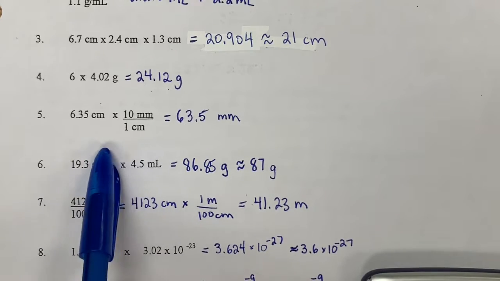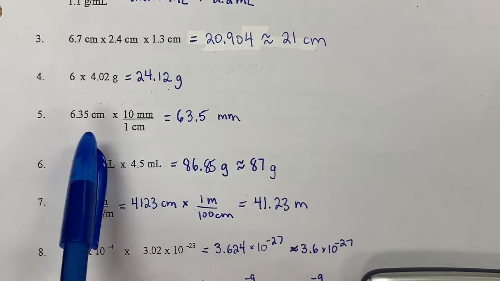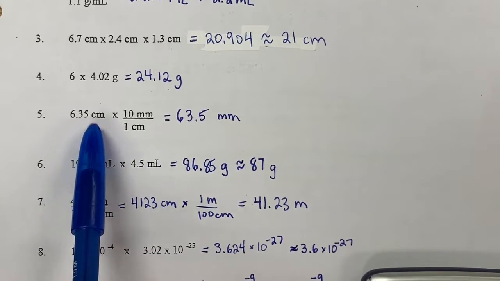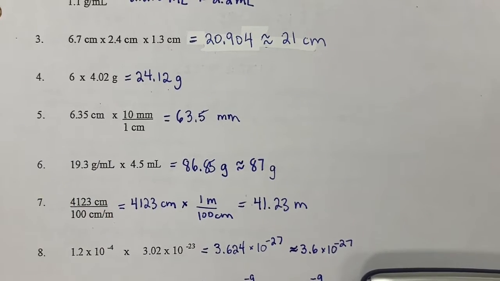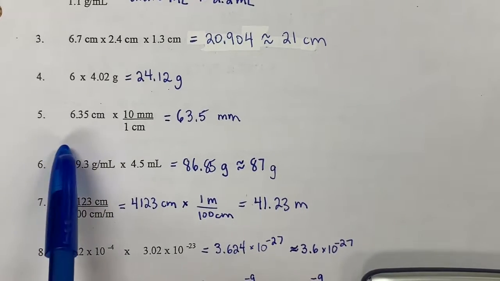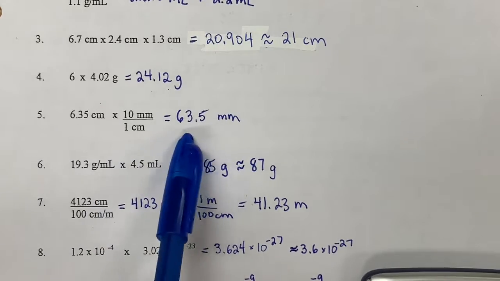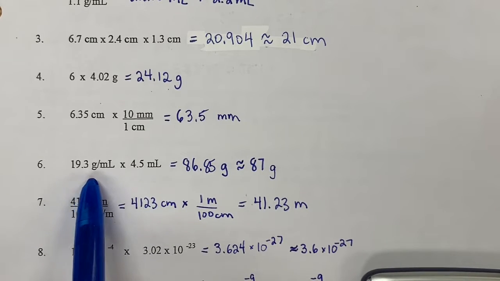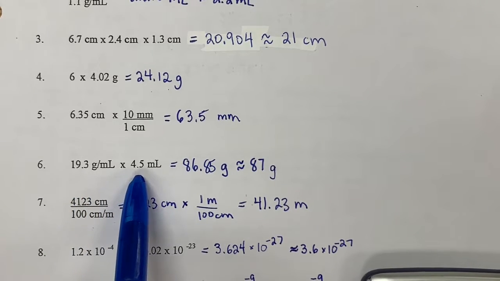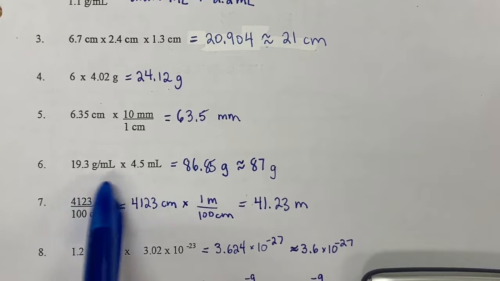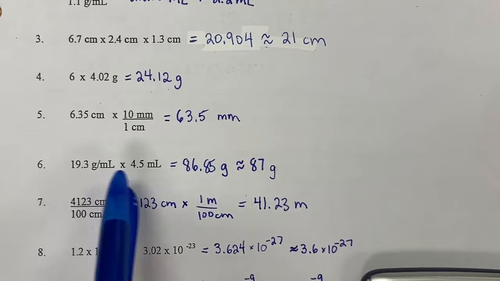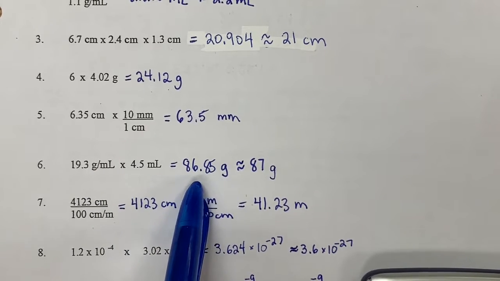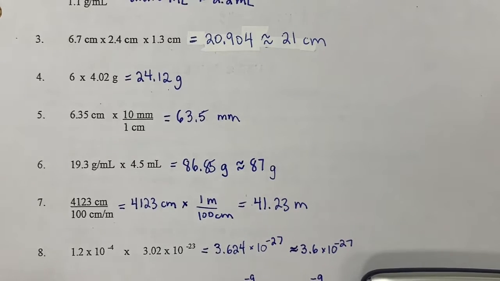Here we have another unit conversion, number 5. We want to go from centimeters to millimeters. So here I just retained the same number of significant digits in both situations, 3 and 3. Here we have a density times a volume. So these are both measured values. We have 3 and 2, so I had to round this to 2 significant digits.